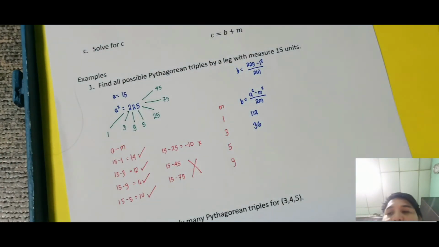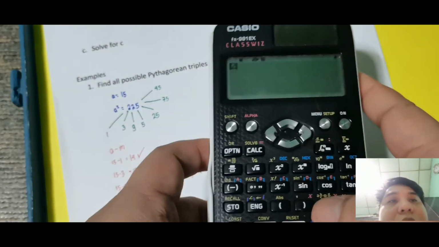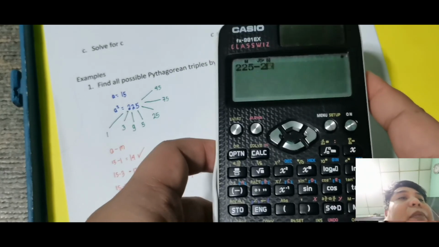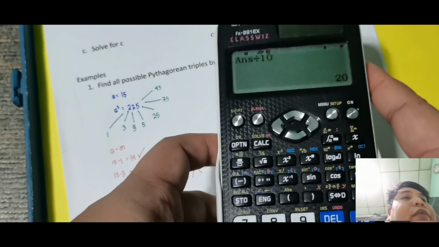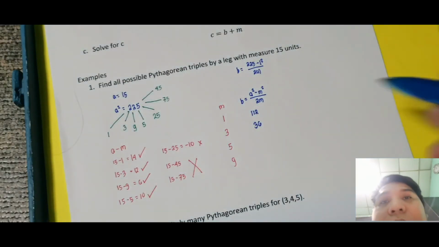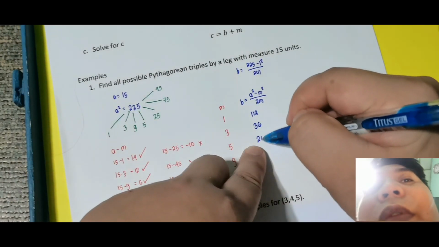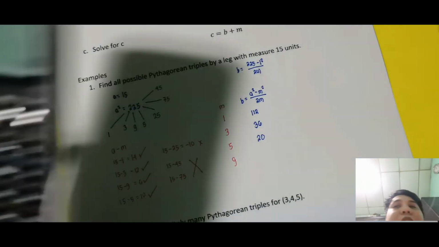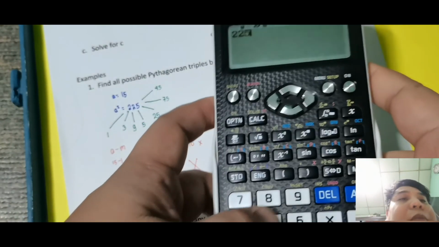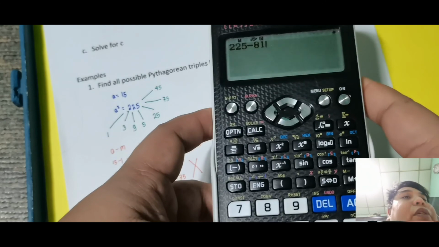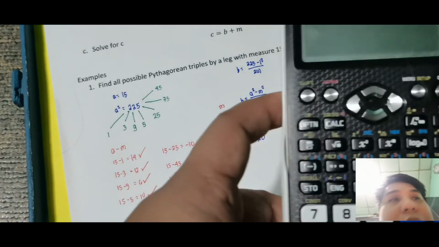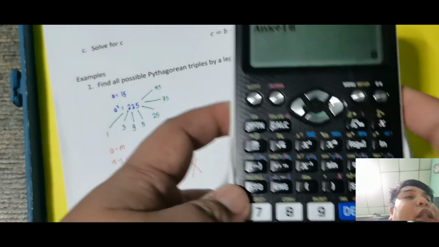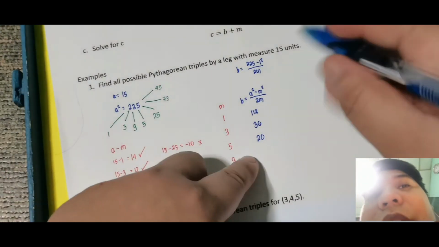Okay, next is for 5. Similar, ganun ulit. 225 minus 25 kasi 5 squared. Then divided by 2 times 5, that is 10. That is 20. Okay, next is for 9. That is 225 minus 81 kasi 9 squared yun. Then divided by 2 times 9. 2 times 9 is 18. So that is 8. Meaning this is 8.